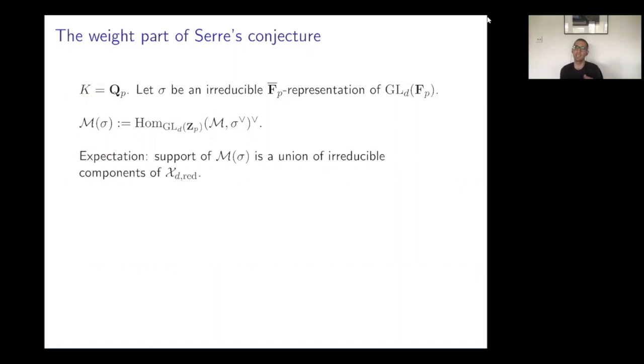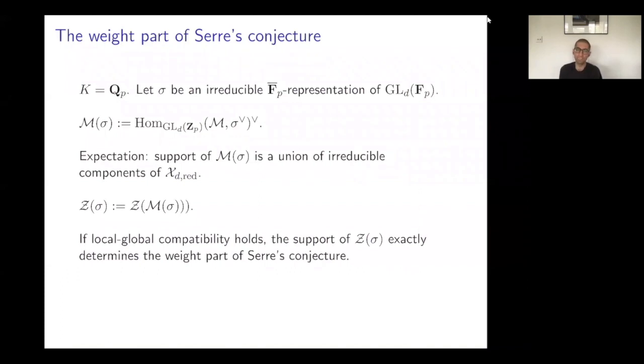So this is some sheaf. Now I've got rid of the GL_d action. It's just some sheaf over the stack, and its support is some union of components. In fact, I can then even consider the support with multiplicities, and define the cycle. So this Z of sigma is just some formal non-negative integer sum of irreducible components.